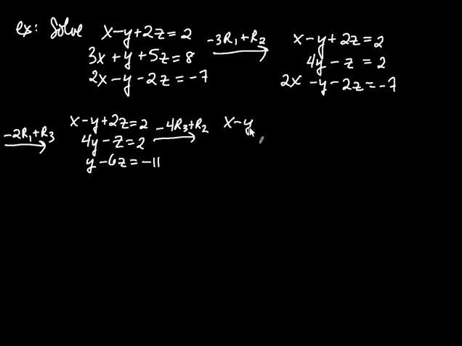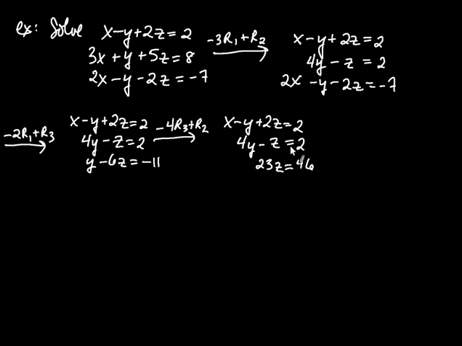Okay, so we have this so far. x minus y plus 2z is equal to 2. And then this row at the end of the day is going to stay the same. It's going to remain 4y minus z is equal to 2. Okay, here we go. -4 times this added to that gives 0. So this is going to be 0. -4 times this is 24, added to that is 23z. And then finally, -4 times this is +44, added to that is 46.